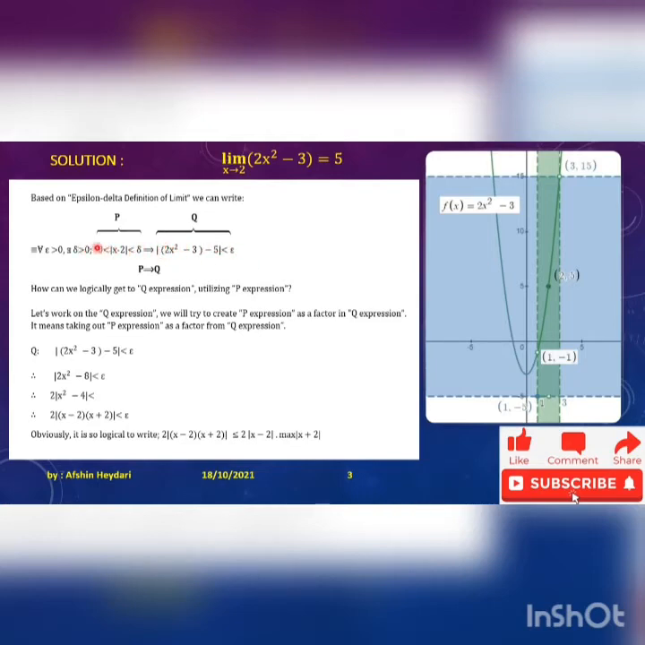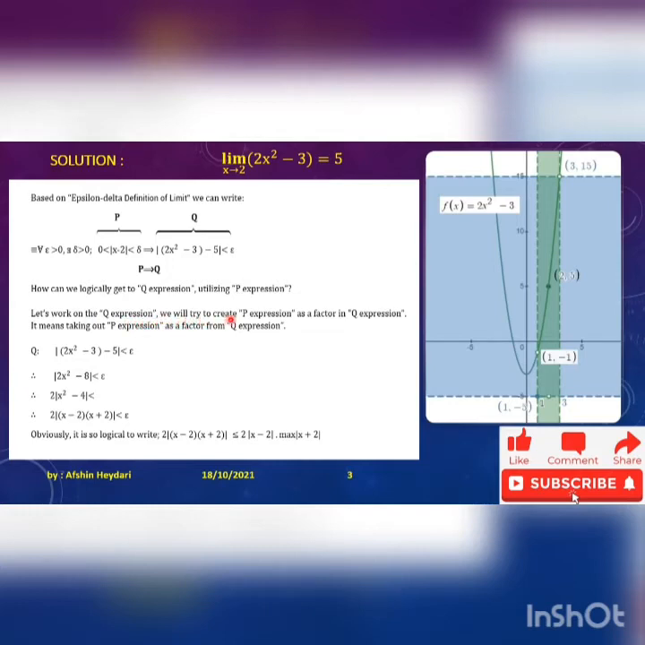Let's call this inequality P, and we call this one Q. We should find a way to get to Q from P. How can we logically get to the Q expression utilizing the P expression? Let's work on the Q expression.